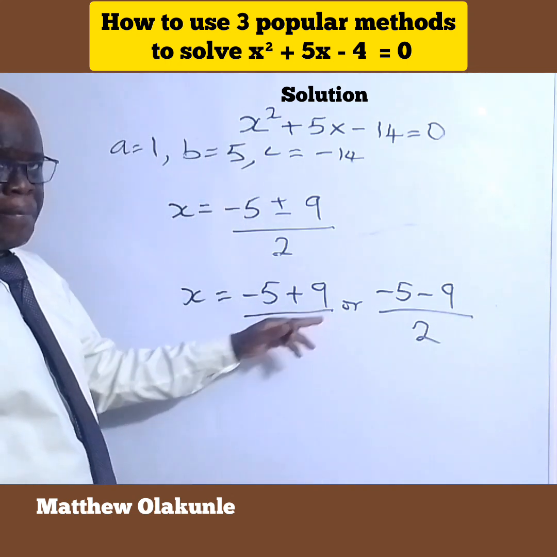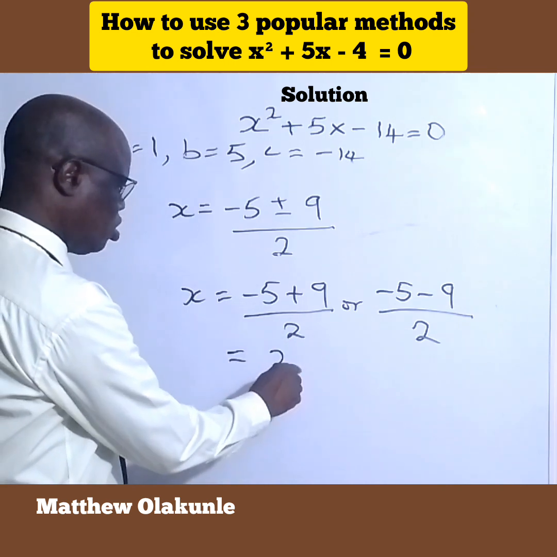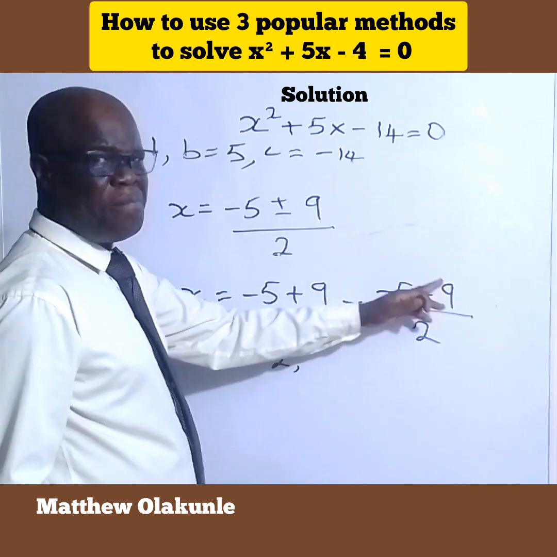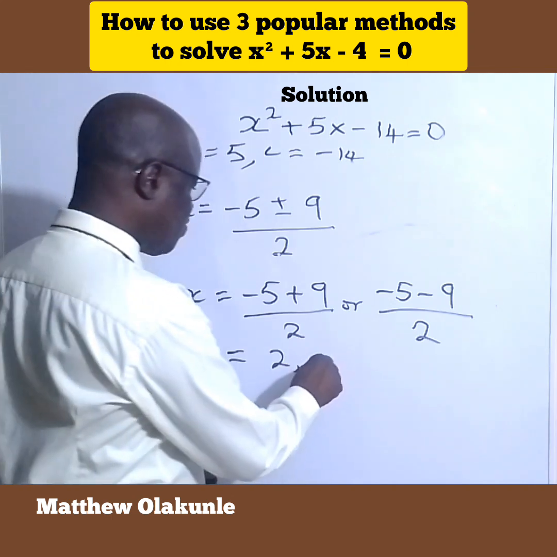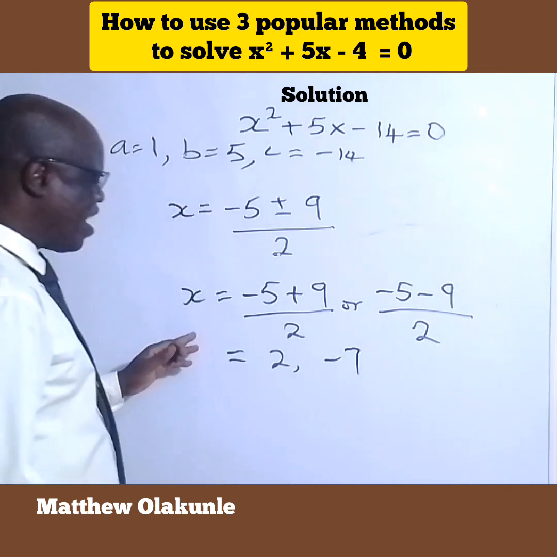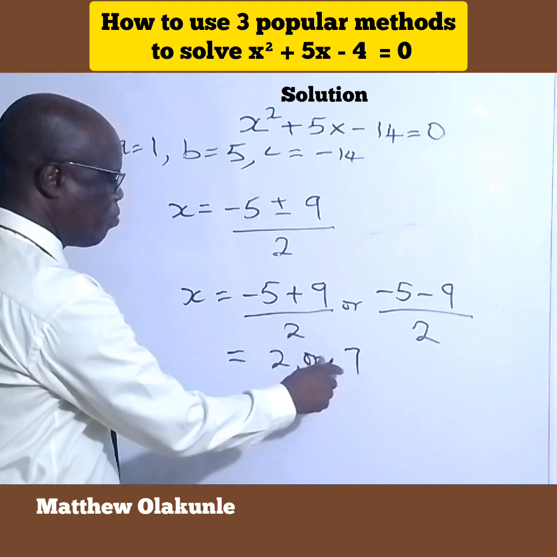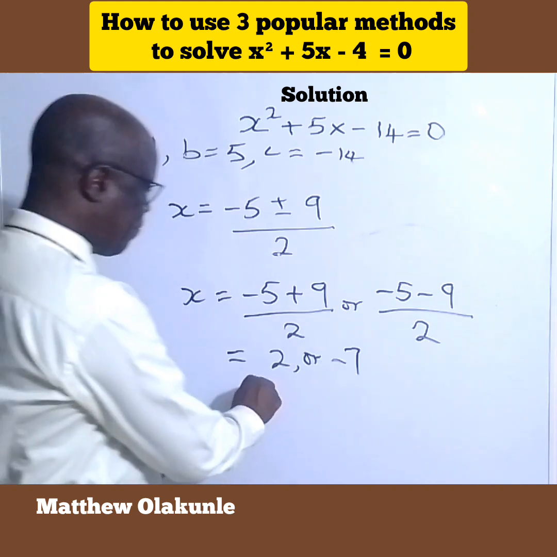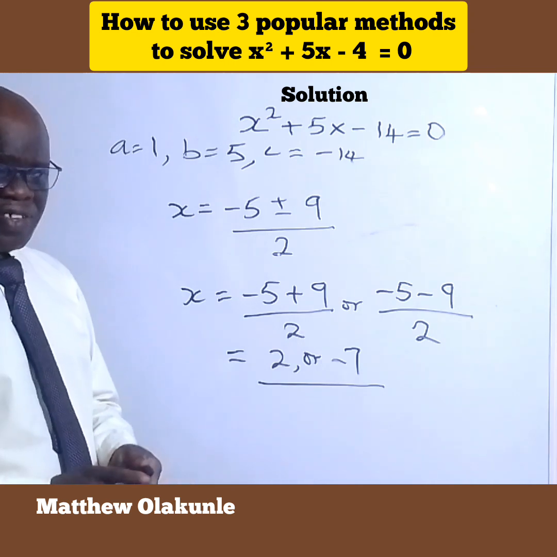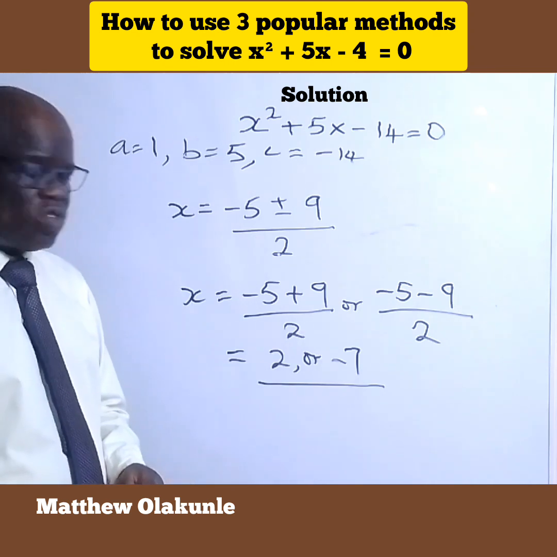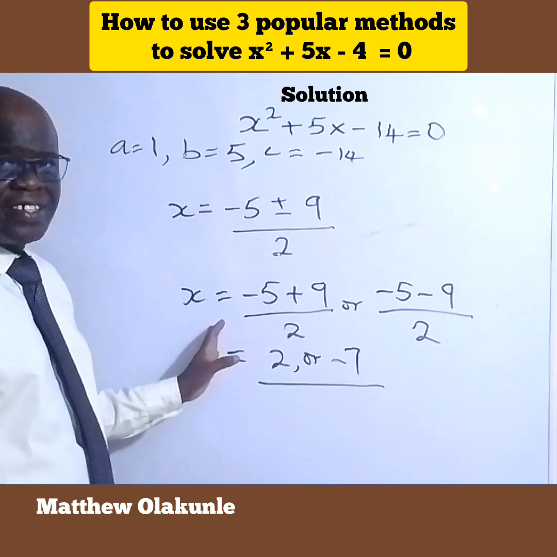Minus 5 plus 9, you have 4. 4 divided by 2 is equal to 2. Minus 5 minus 9, that is minus 14. Minus 14 divided by 2, that is minus 7. So it's either x equal to 2 or x equal to minus 7. And this is what we have been getting as the answer. So whether you use factorization or completing the square method or general quadratic equation, the answer remains the same.